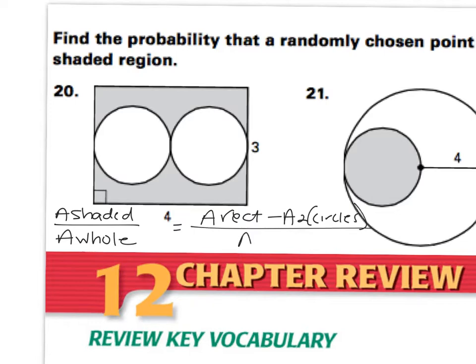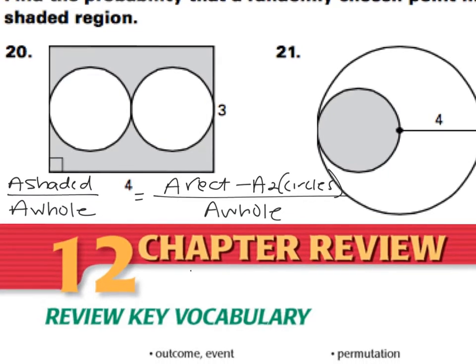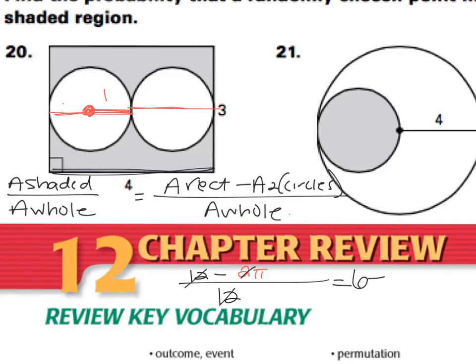Right? Area of the whole thing, which in this case is the rectangle. So the rectangle would be 3 times 4, which is 12. So 12 minus, and that's going to go over 12. And then the circles, if this whole thing is 4, then this is 2, and this is 2, making my radius 1. So that would be 1 pi plus 1 pi, or 2 pi. And then each of these are divisible by 2, so I would get 6 minus pi over 2.